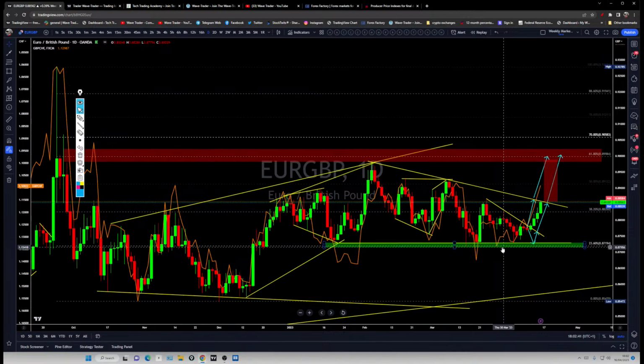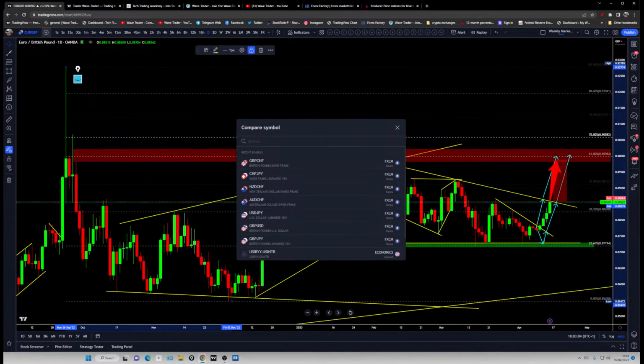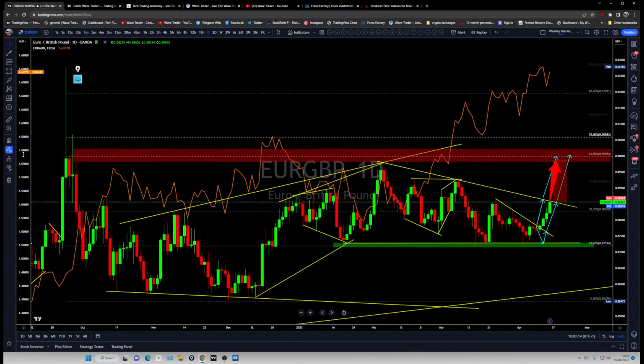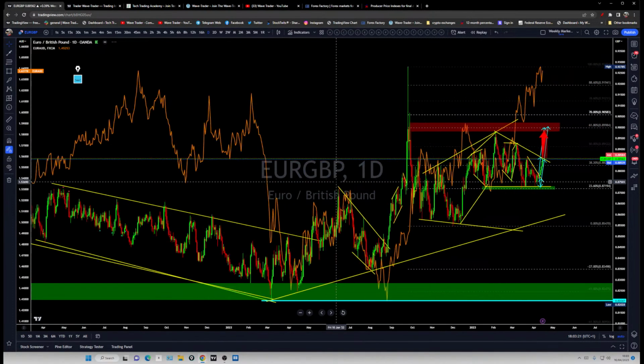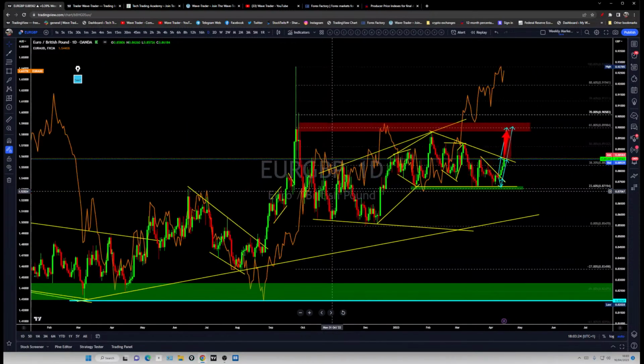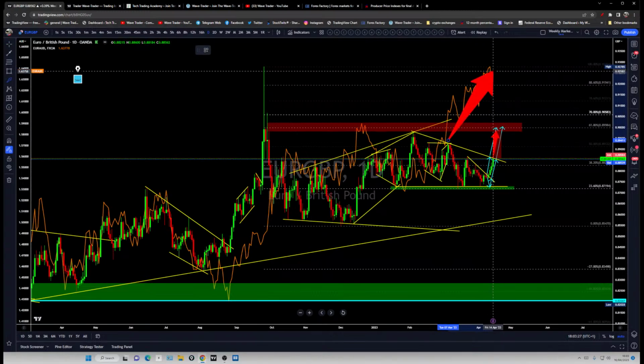Type it over there in the chat. If this move happens on the euro pound, I'm talking about that. Actually, the euro pound is lagging. If I pull out the euro yen, I don't need to invert that chart. The euro yen is well ahead. You can see over there how far that has gone already.